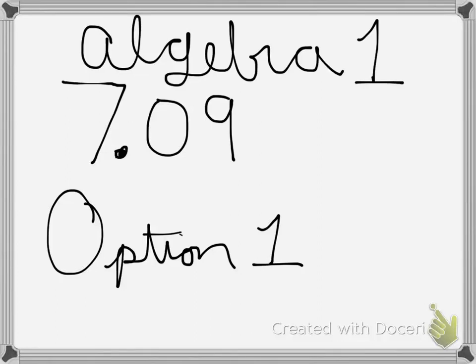This video is going to help you with Algebra 1 in BrainHoney 7.09 Option 1. It's about creating a swimming pool. It's like 3 times wider than it is deep and so forth. So stay tuned and let me show you how this particular problem works.